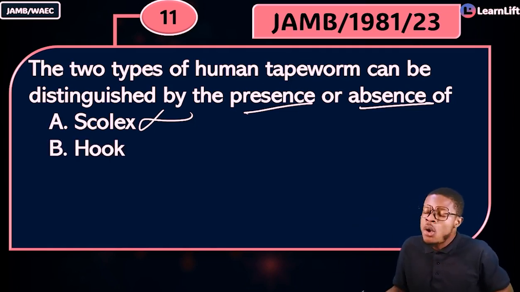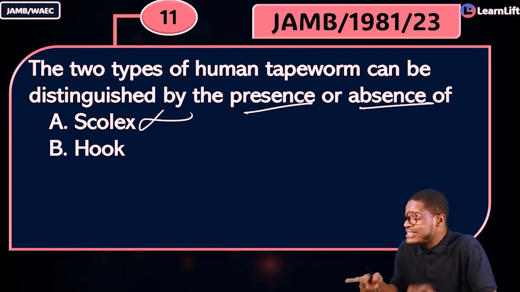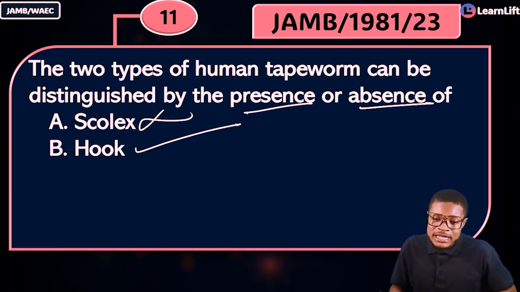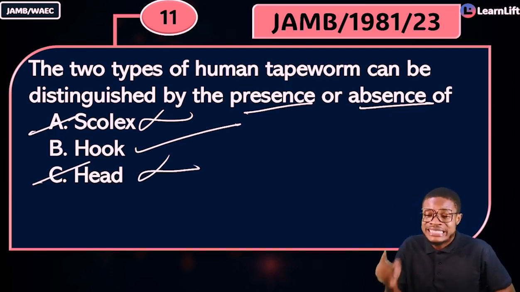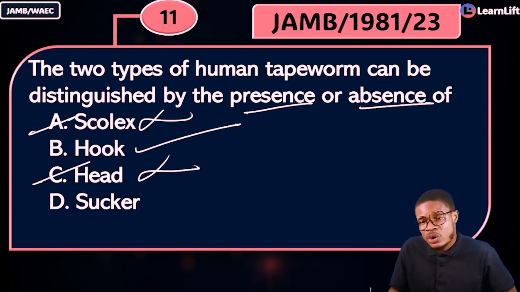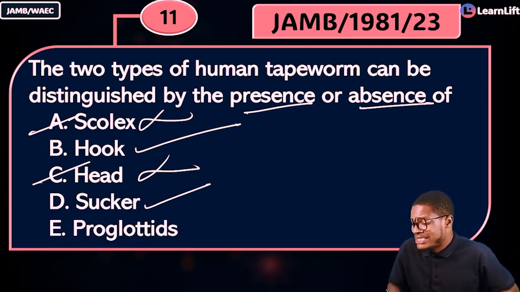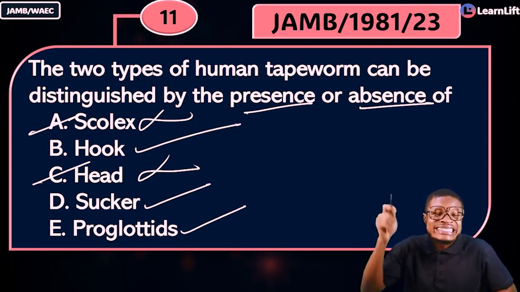Option B says hook. Taenia solium has hooks. Taenia saginata don't have hook. Can I use it to differentiate them? Yes. What about option C? Head. Scolex is also called your what? Your head. So this is still wrong. Option D went ahead to say sucker. And then option E says what? Proglottids. Both of them have suckers and proglottids. The 2 of them they have. So what is the distinguishing feature?